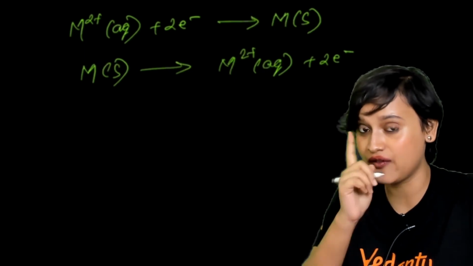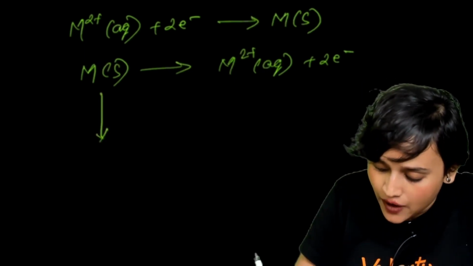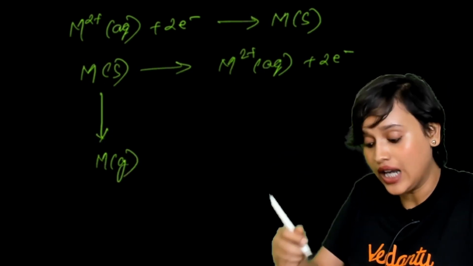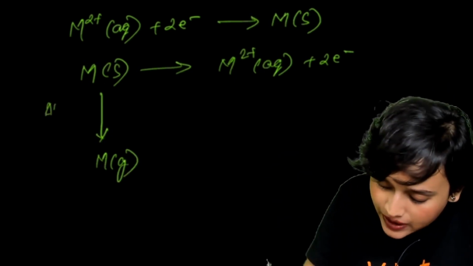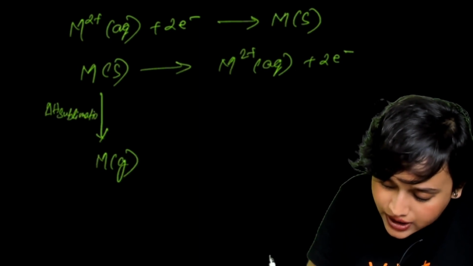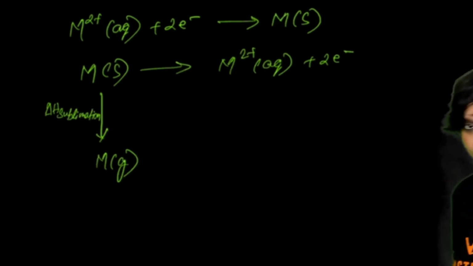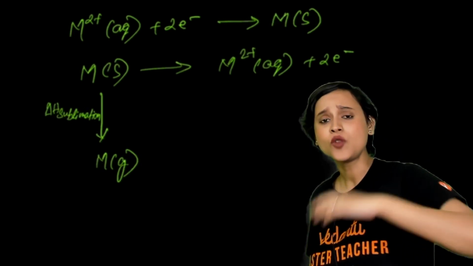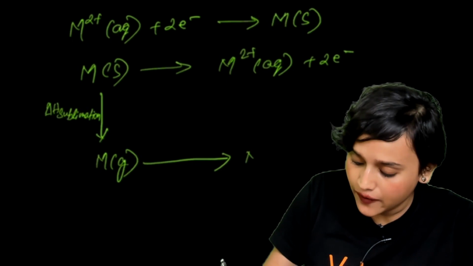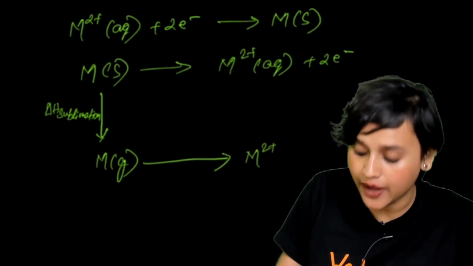So please listen very carefully. Pay attention. First thing that I have to do is I will have to provide it sublimation energy. Okay, what do I have to provide? Sublimation energy so that I can take it to the gaseous form, right? Okay. Once I take it to the gaseous form, now what do I have to do? Now I have to take it to the M2 plus state.